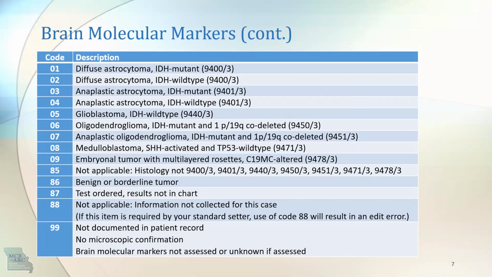This is the brain molecular markers table. You can code 01 for diffuse astrocytoma IDH mutant 9400/3, 02 diffuse astrocytoma IDH wild type 9400/3, code 03 anaplastic astrocytoma IDH mutant 9401/3, code 04 anaplastic astrocytoma IDH wild type 9401/3, code 05 glioblastoma IDH wild type 9440/3.